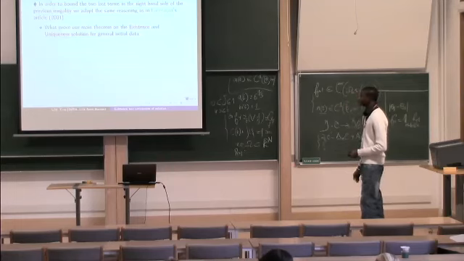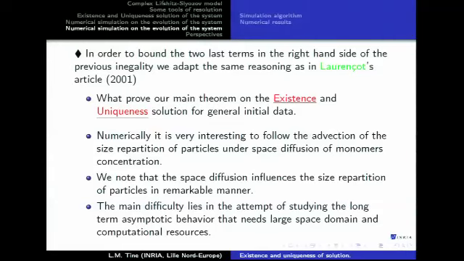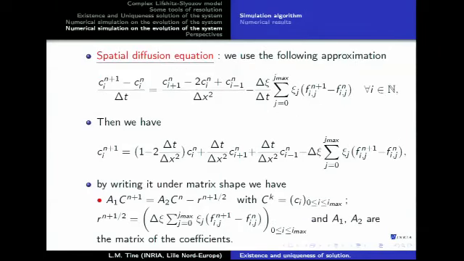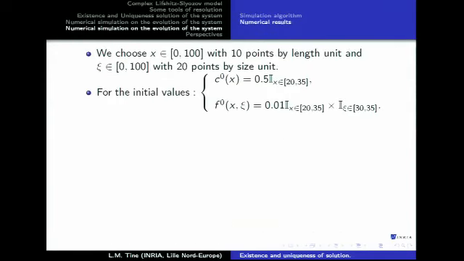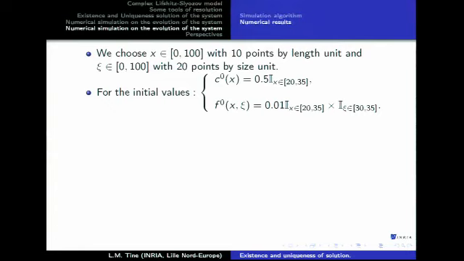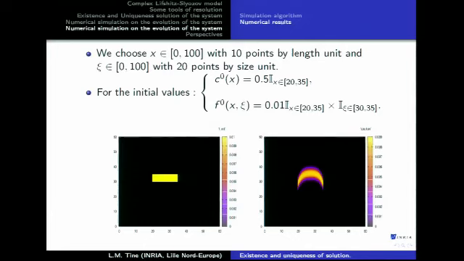Okay. Numerically, we have done something to show the influence of the diffusion of monomer on the size repartition function of the macroparticles, and we obtained some results using the following algorithm. For the advection equation, we use the Rusanov scheme, and for the diffusion equation, we use the standard discretization as follows, and we write everything in matrix form. That allows us, with this initial condition C init, which we write C0, and F init, F0, to get the following numerical result.